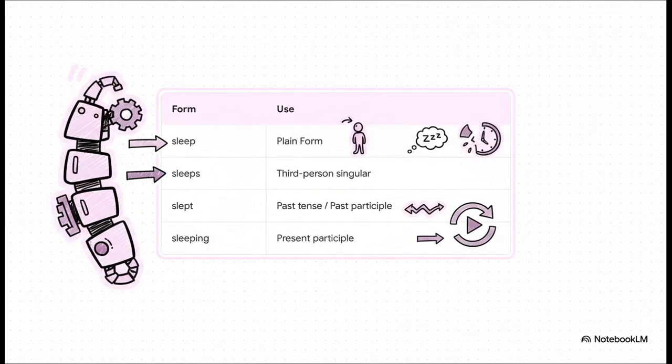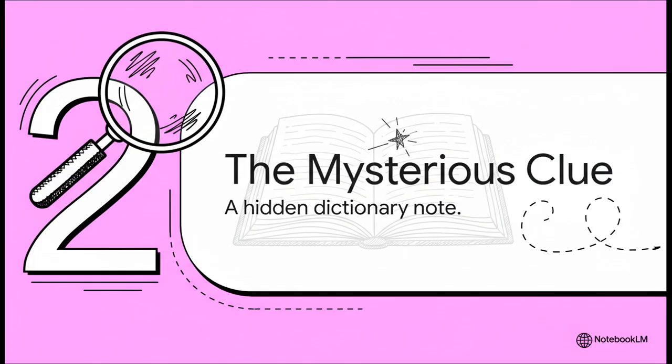And we're still not done. The word itself actually changes its shape to fit the grammar. You've got he sleeps, I slept, she is sleeping. It's like a tiny linguistic transformer, just adapting on the fly. But honestly, all of this is just the opening act. Because here's where it gets really interesting.